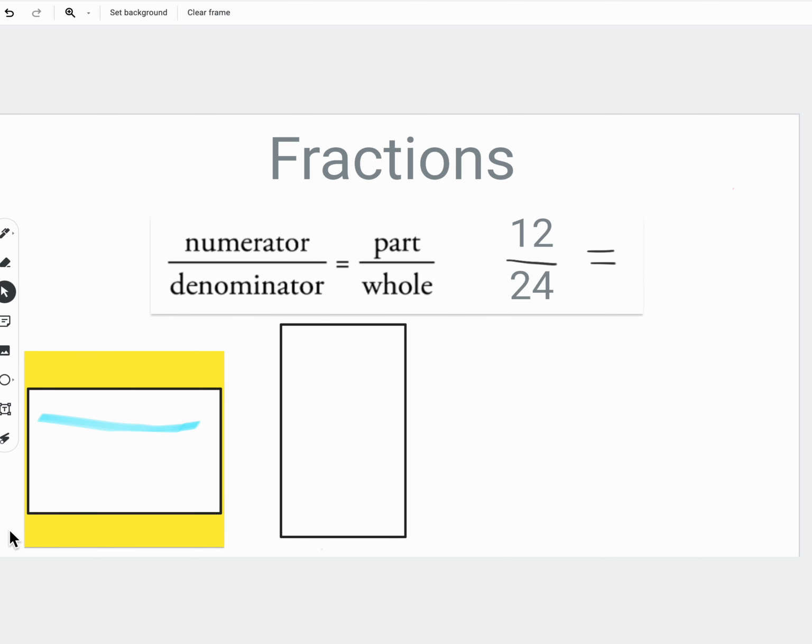What is a fraction? A fraction has a numerator and a denominator. The fraction is the numerator divided by the denominator, or the part divided by the whole.